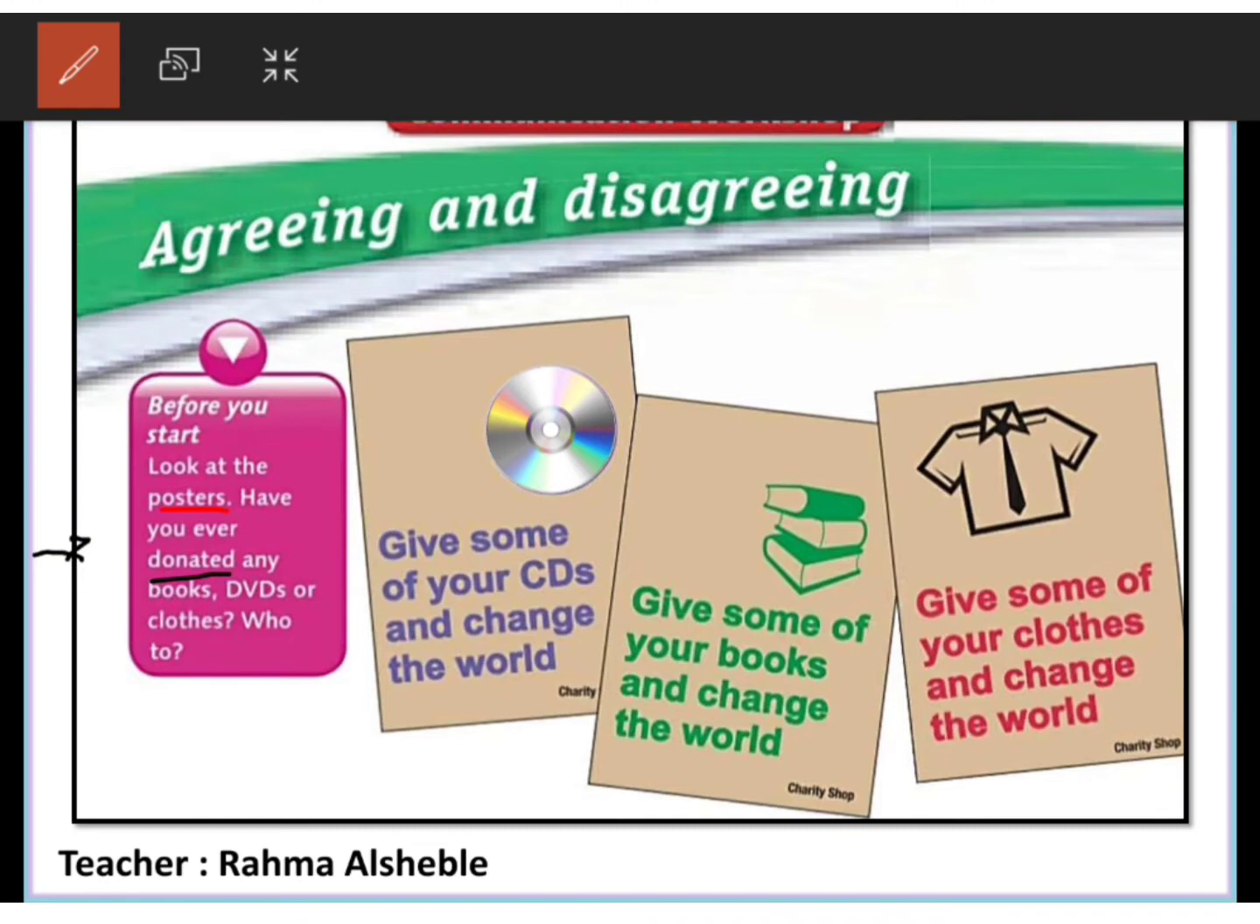Okay, number 1, give some of your CDs and change the word. Here, give some of your books and change the word. And here, give some of your clothes and change the word. So, give some of your. When you give some of your books or clothes and of your things to a charity shop, okay? What's the meaning of a charity shop? It means محل خيري. okay?